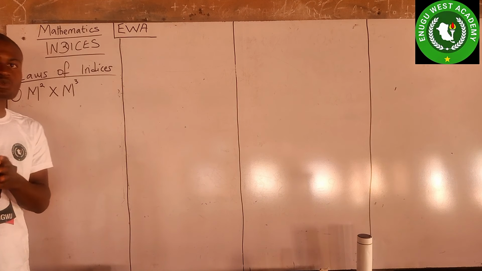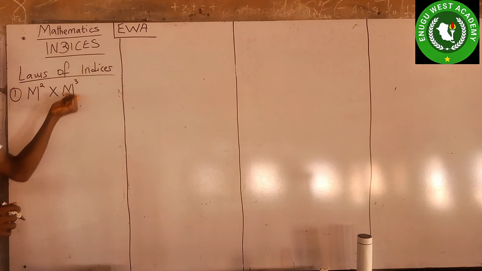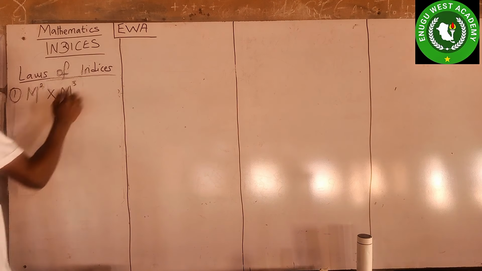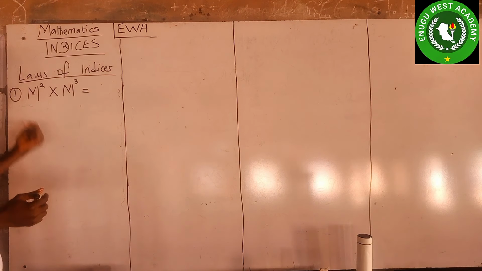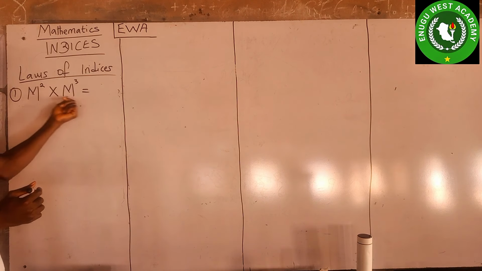Please, I'm going to go slowly to explain these laws because you need to know them. You need to understand everything about these laws of indices. Just pay attention. Now, m raised to power 2 times m raised to power 3 will be equal to, remember, since we have m and m, if you can remember the index notation, we're going to have one m. What is here is power 2, so you write power 2.